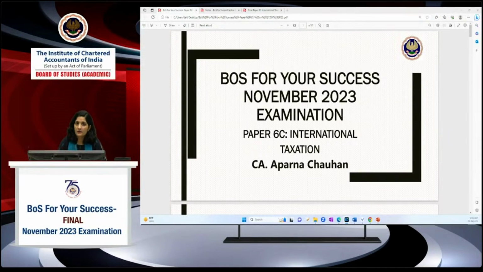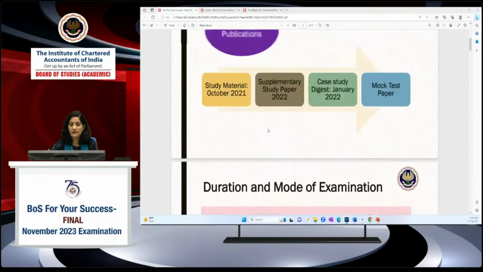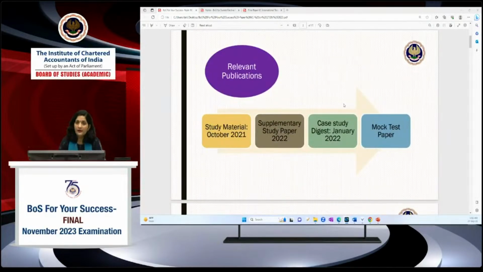Before proceeding with our session, I know you are all aware of the relevant publications, but still I would like to tell you which publications you have to be aware of for preparing this paper. The study material, October 2021 edition, is relevant for you. It is updated by the Finance Act 21, which was relevant for assessment year 22-23, but for you the relevant assessment year is AY 23-24.